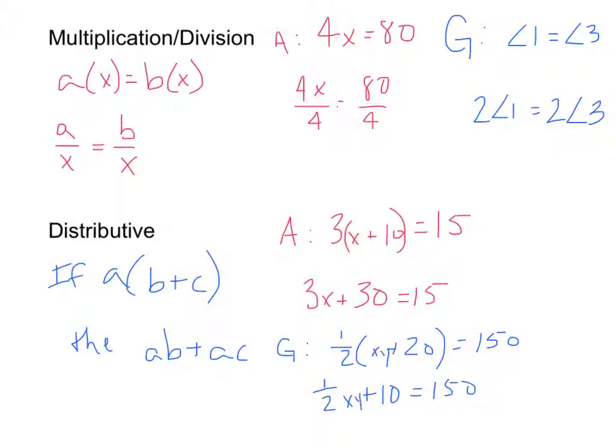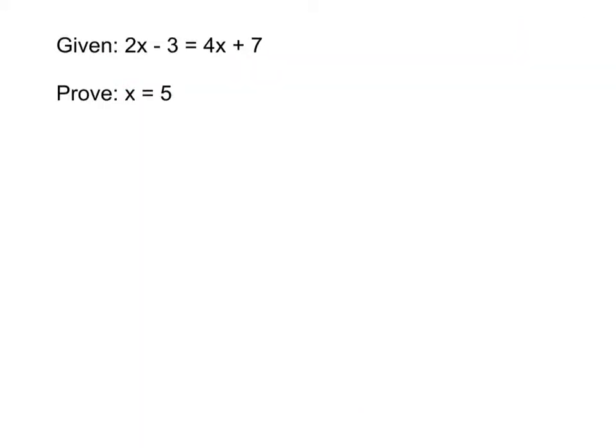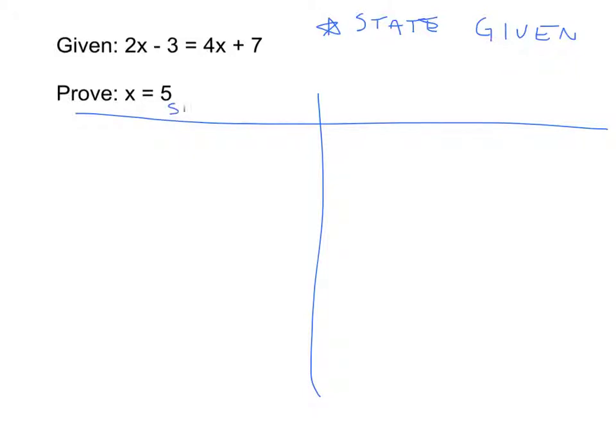Okay. Now these properties, what we're going to do is have a proof, and we're going to make a note here. First thing in a proof, we always state the given. So we're going to make a 2-column proof. On the left side, we're going to put statements. On the right side, we're going to put reasons. The very first thing we do, we're given that 2x minus 3 equals 4x plus 7. We want to prove that x equals 5.